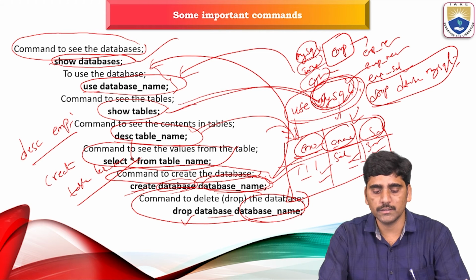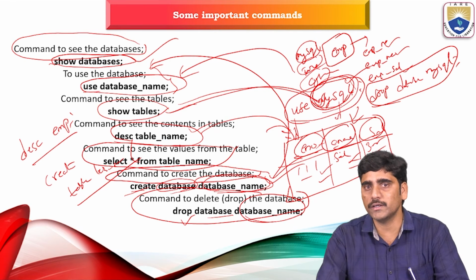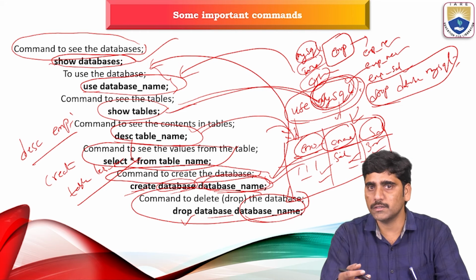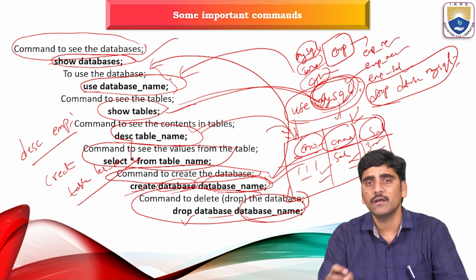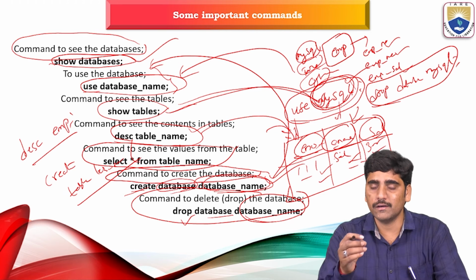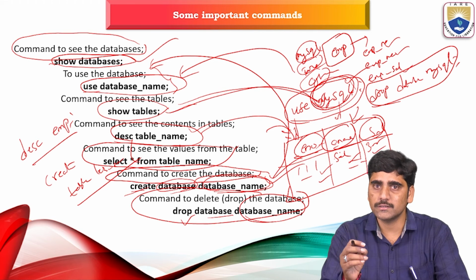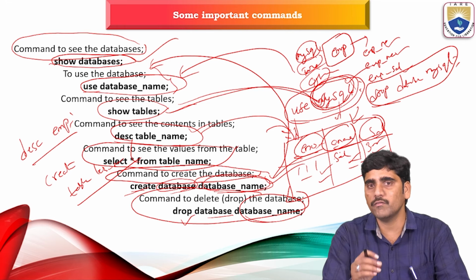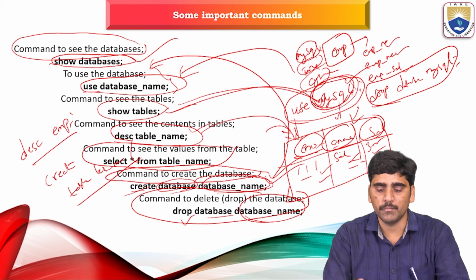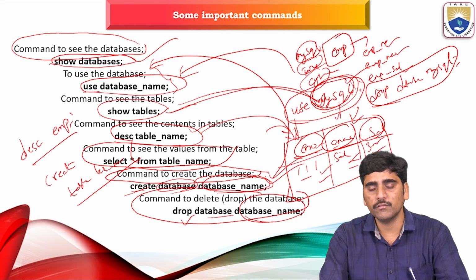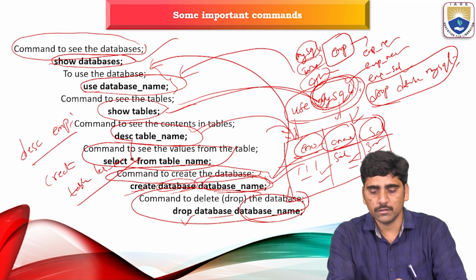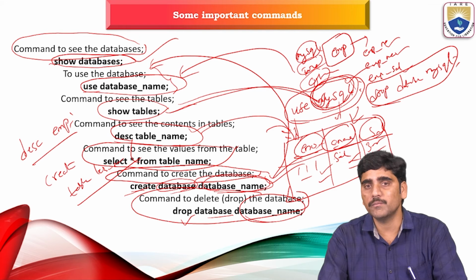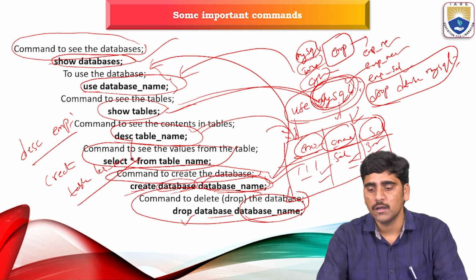And the database dropping. How are we going to drop the database? Drop database name. Then you can entirely delete or drop the database that contains tables, table entities, table attributes, and everything. Everything will be dropped by using this drop command. That's why I can say these are very important commands after opening the MySQL command line client.